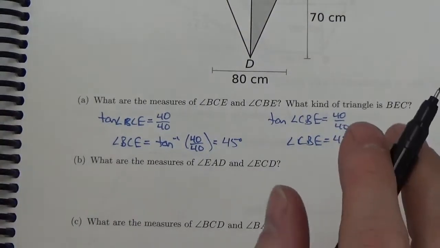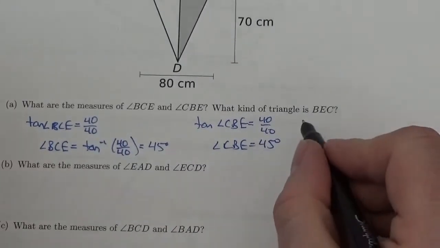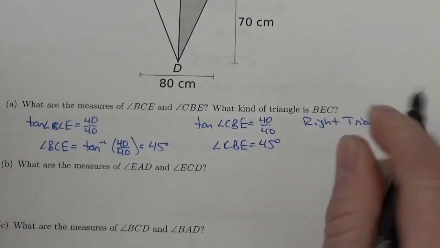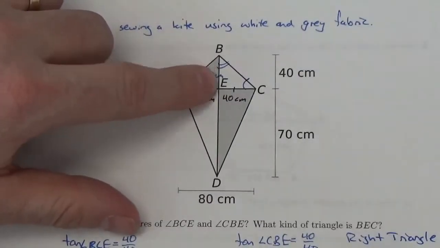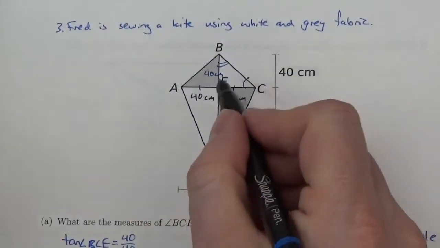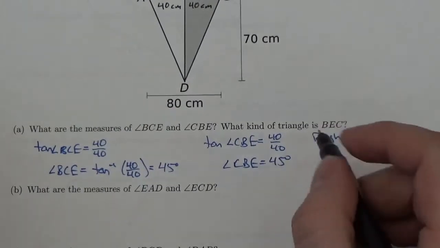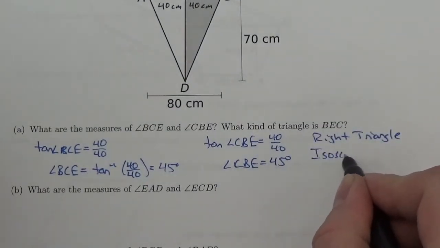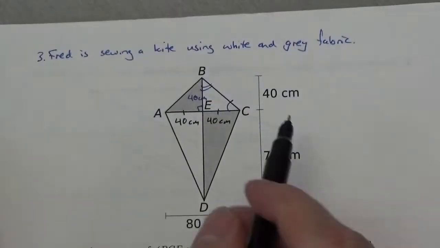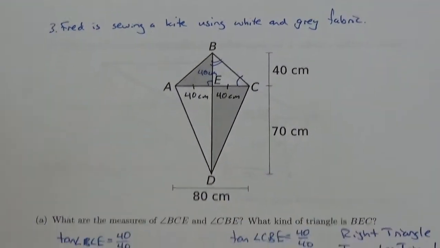So what I've got here is enough information to tell you what kind of triangle this is. Well, this is a right triangle, first of all, because I know that this angle BEC is going to be 90 degrees, because I know that the diagonals in a kite meet at 90 degrees. But it's also going to be an isosceles triangle, and there are a couple of reasons for that, but most importantly because these two sides are the same. So it's an isosceles right triangle.